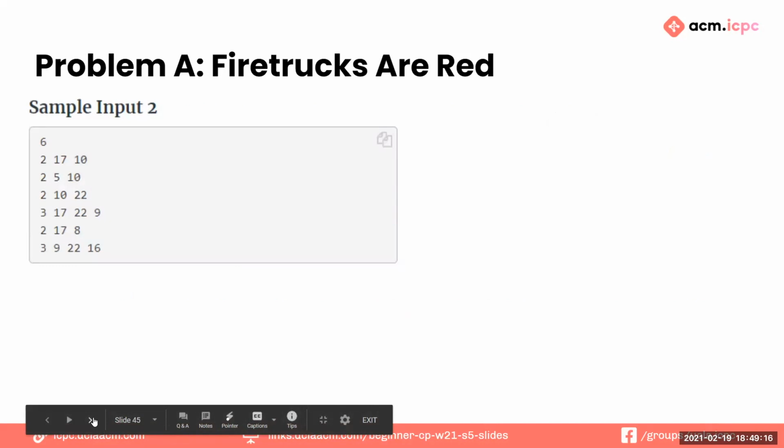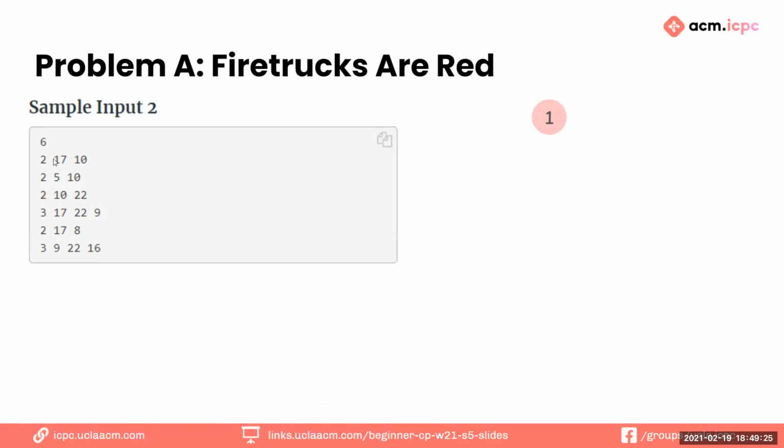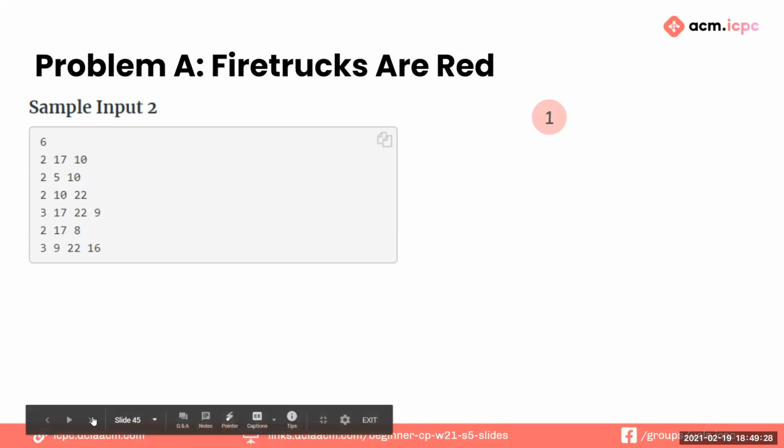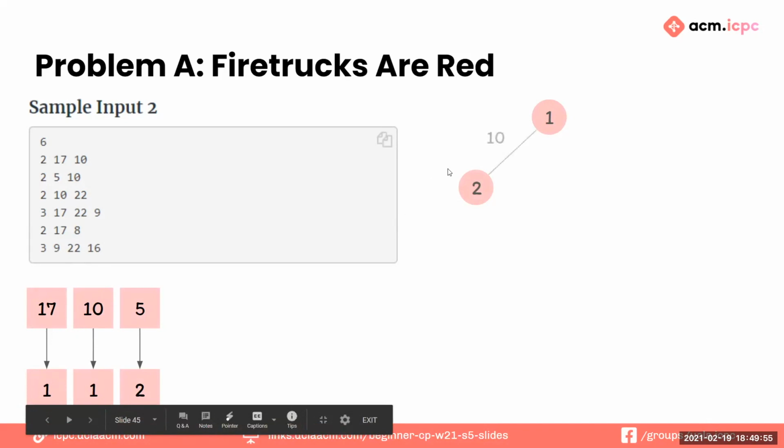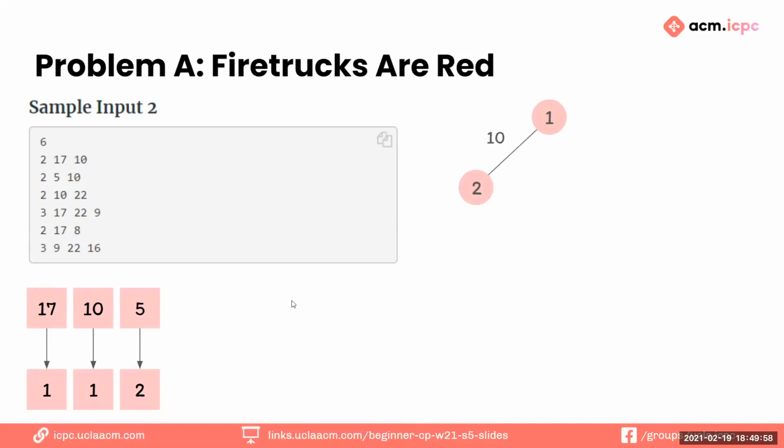So let's start off with the input, individual 1. You can see 2 means there are 2 numbers associated with 1, 17 and 10. So we remember that 17 is associated with 1, and 10 is associated with 1 as well. And now we move on to vertex 2. We haven't seen 5 before, so we want to remember that 5 is related to 2. And then we get to 10, and we see 10 is already associated with 1, so we're going to relate the 2 with the number 10.